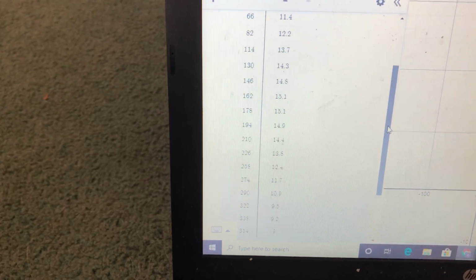Now let's look for the smallest number, which is on the edges. So if we look in our table, we see a 9.1. We scroll down at the bottom, we see a 9. Let's say it's about 9. 9 is definitely one of the smallest numbers on this table.